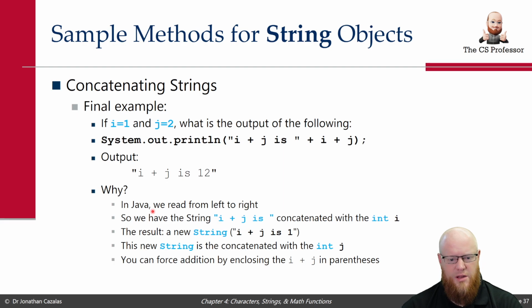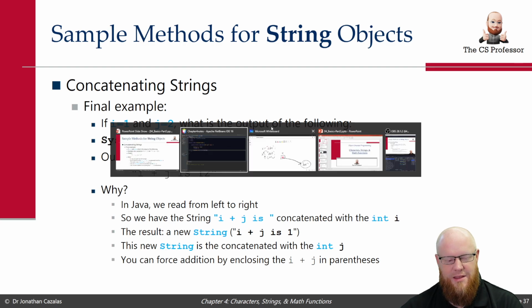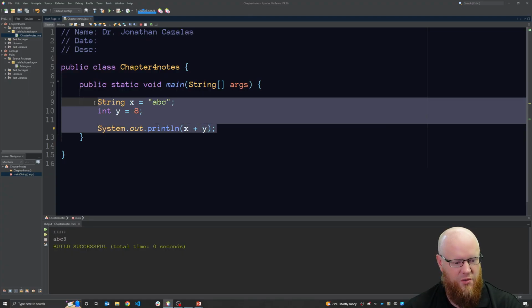If i is 1 and j is 2, what is the output of the following? i plus j is, plus i plus j. You might be thinking that's going to be 3, right? i plus j, it should be 1 plus 2, should be 3, right? Well, in fact, this is not going to give you 3. Let me walk through that very quickly.